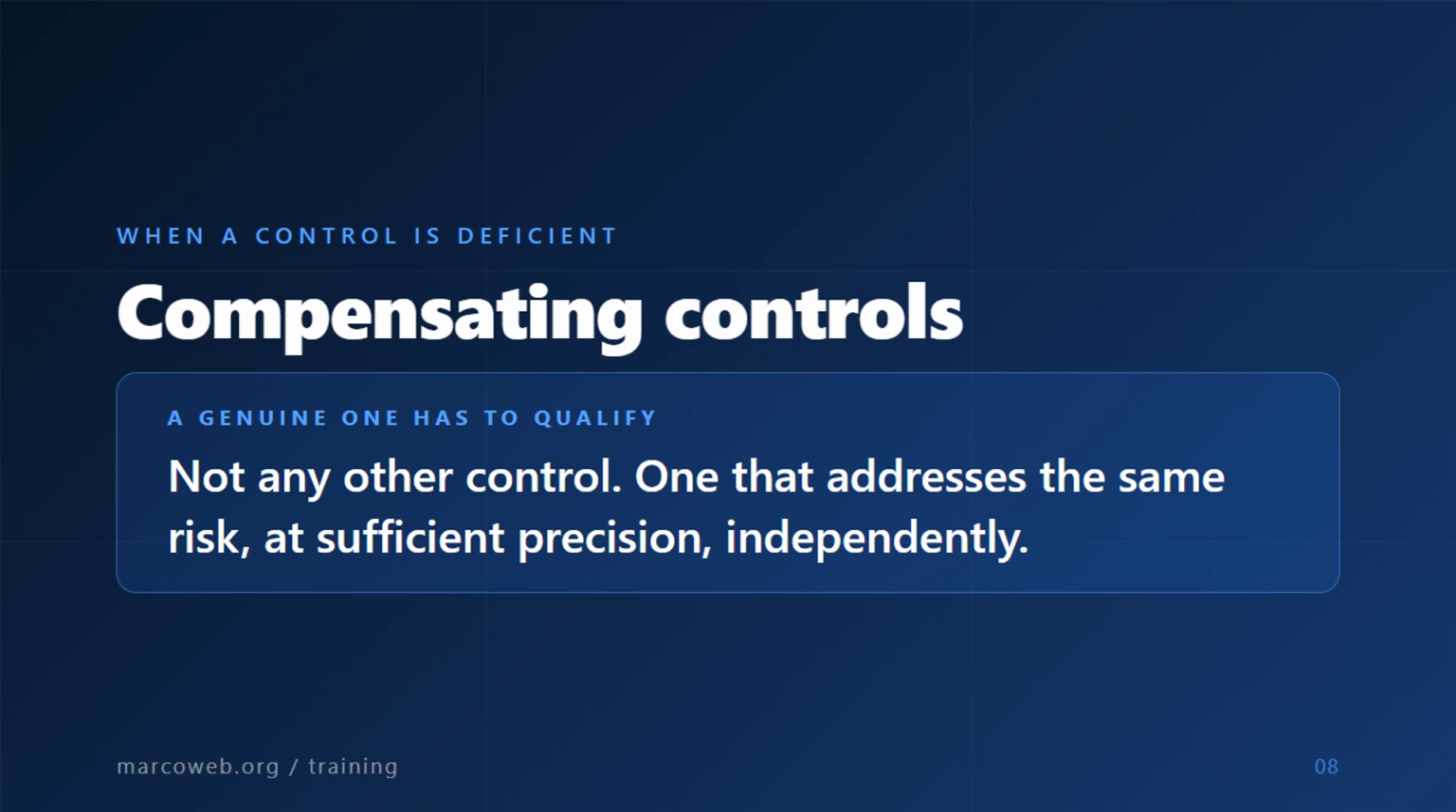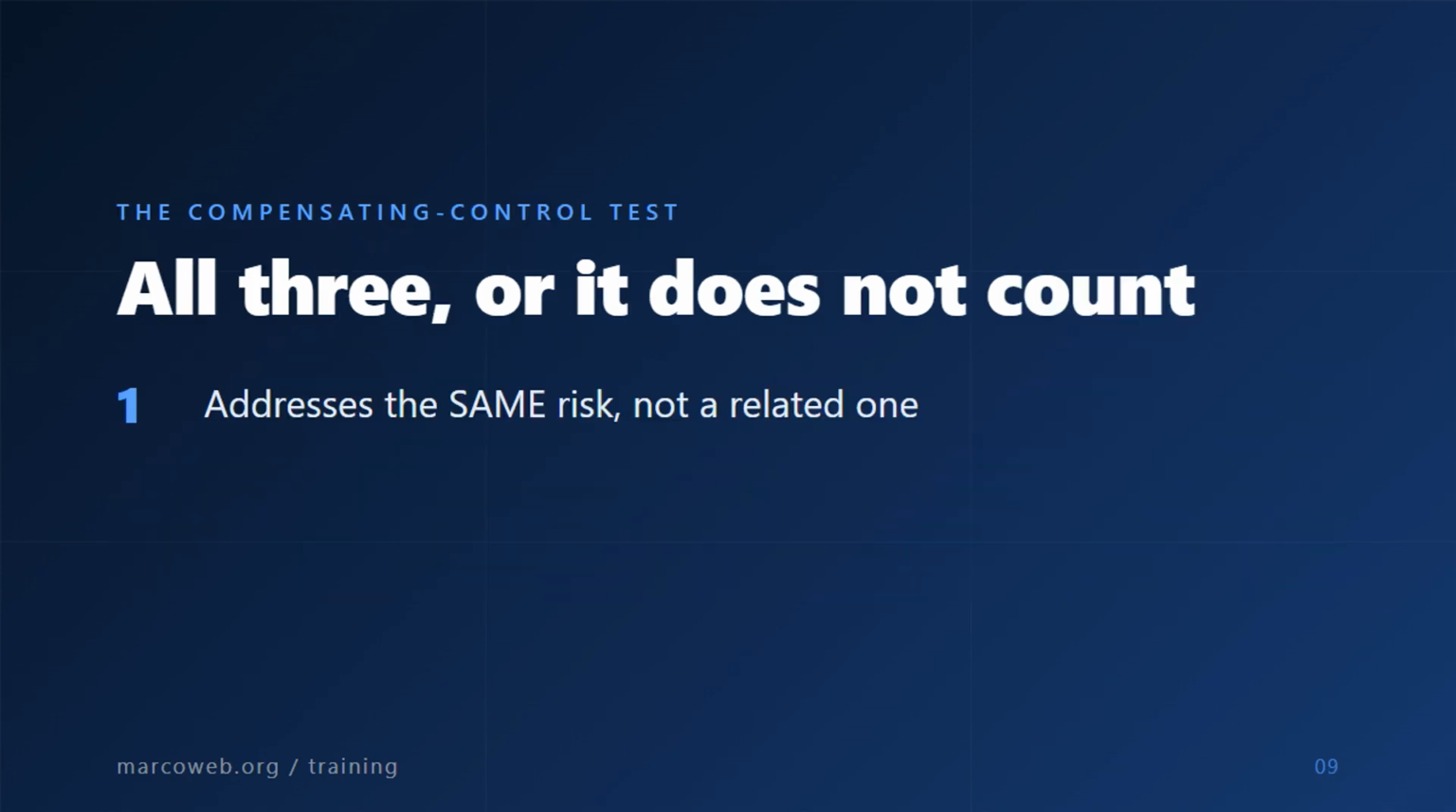When a control is deficient, you consider whether another control addresses the same risk. But a genuine compensating control has to qualify, and candidates wave things through that do not. First, it must address the same risk, not a related one. A monthly review of totals does not compensate for an access control failure, because it is aimed at a different thing. Second, it must operate at sufficient precision to catch what the failed control would have caught. This is the test candidates skip most.